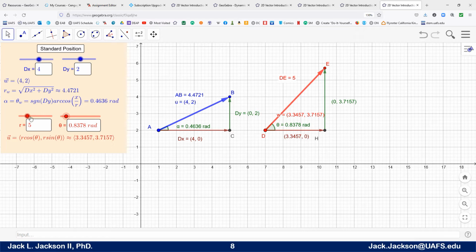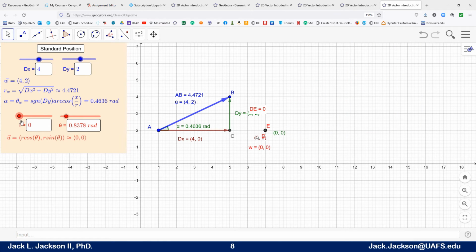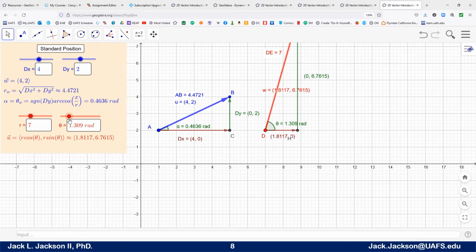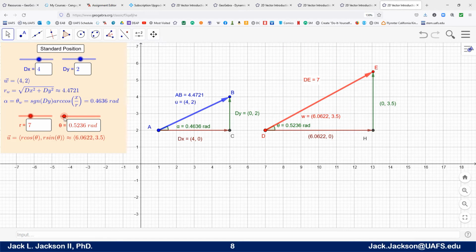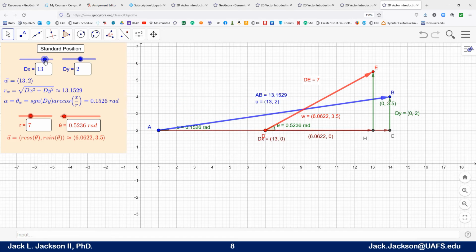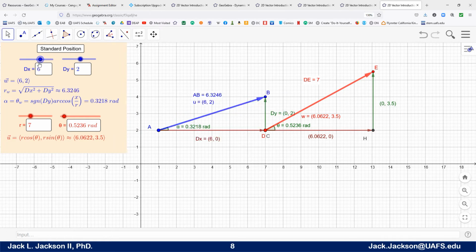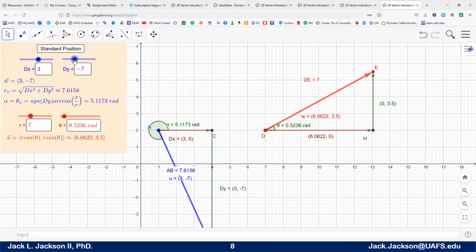Okay, so you can specify by changing the R and the theta, that's sort of polar form, or R theta, magnitude and direction form, or we can take a vector like this one and specify by changing the horizontal change, positive or negative, and the vertical change here.